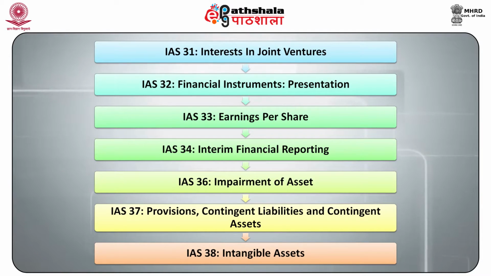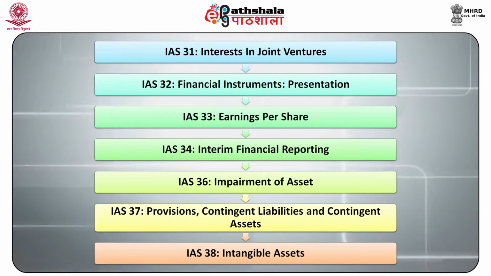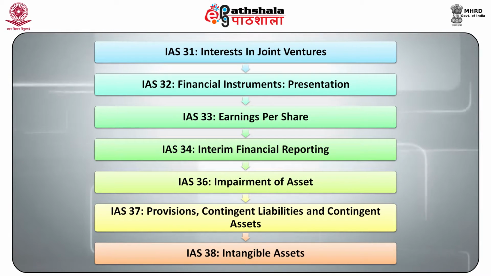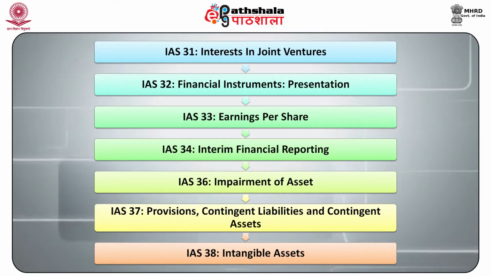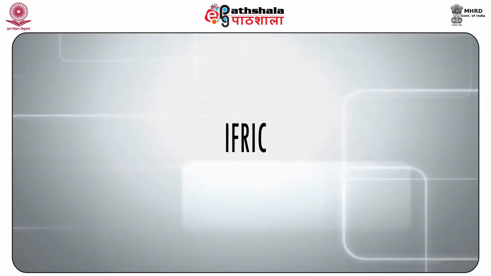IAS 37, Provisions, Contingent Liabilities and Contingent Assets. IAS 38, Intangible Assets. IAS 39, Financial Instruments: Recognition and Measurement. IAS 40, Investment Property. IAS 41, Agriculture. Note, IAS 3, 4, 5, 6, 9, 13, 14, 15, 22, 25, 30 and 35 have been superseded. Next, IFRIC.